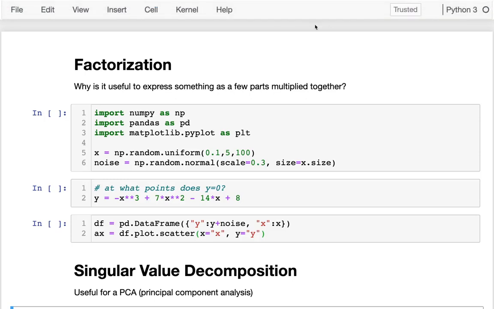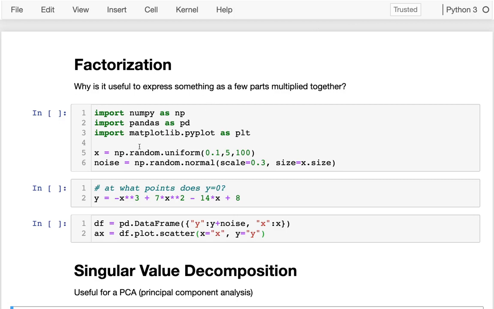Hello, today I'm going to be talking about matrix factorization and how it's going to eventually help us do a very important machine learning technique called principal component analysis. Now, you're probably all familiar with factorization from factoring polynomials, so I'm going to start with that.